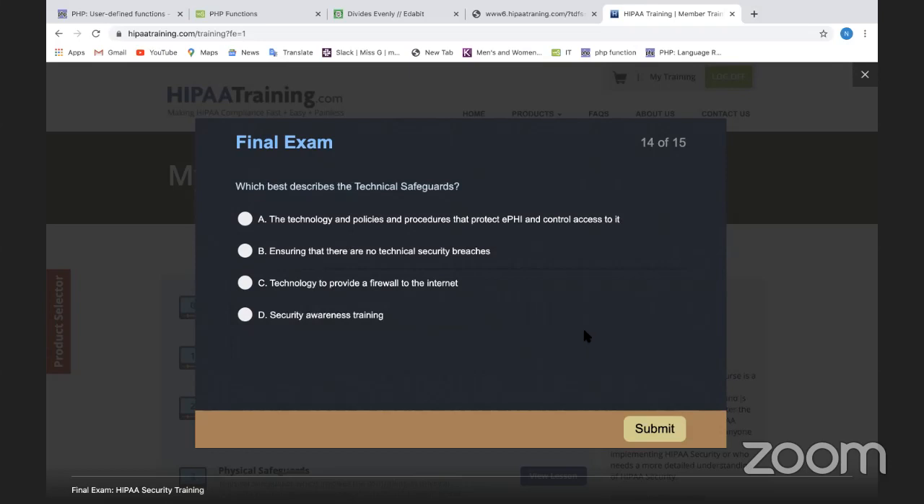Which best describes the technical safeguards, that is, technology and policies and procedures that protect ePHI and control access to it, ensuring that there are no technical security breaches? Technology to provide a firewall to the internet. Security awareness training. Qaysi bir technical safeguardga kiradi? Technical.